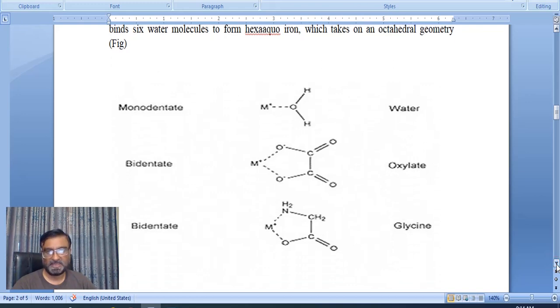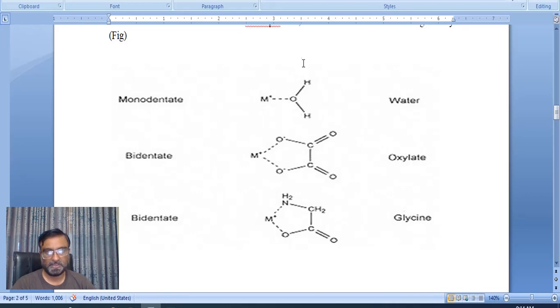So look at these examples. When we talk about the water molecule H2O, it makes hydrates of the metal with one metal ion at one position, at the O of the water. This is monodentate, combining the metal at one position only. Bidentate means a metal is combining at two sites, and this is the case with oxalates, which have two COOH groups. This is one COOH and this below is another COOH. So this metal ion is combining at two places.